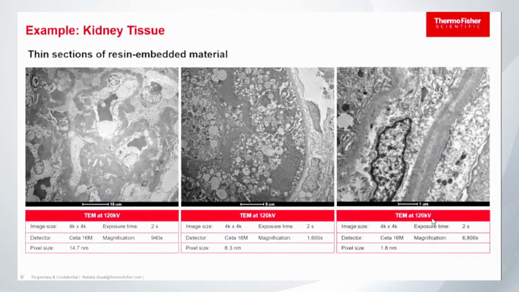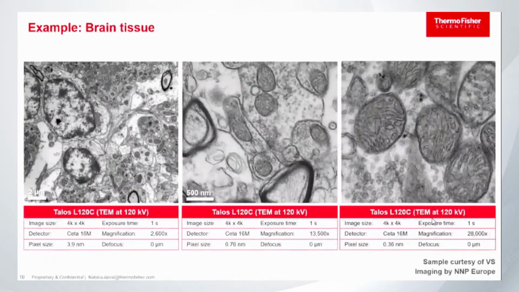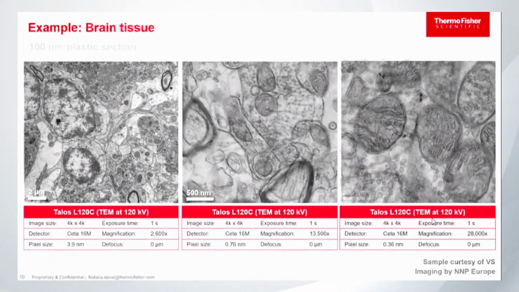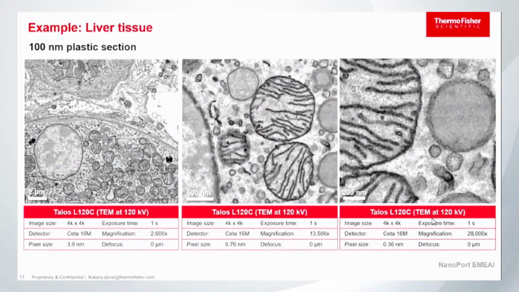This is a kidney tissue. Again, it's a thin section with the same process, resin embedded material, and again a 120 kV microscope, at low, middle, and high magnification. So this can already provide you with plenty of information that you will find very useful. Brain tissue: plenty of people are working with brain tissue. Again, 120 kV, different magnifications. You can see even a beautiful mitochondria with a crystal, which is very, very cool. More examples here, the liver tissue is a 100 nanometer plastic section, and again we are working with different magnifications at 120 kV.